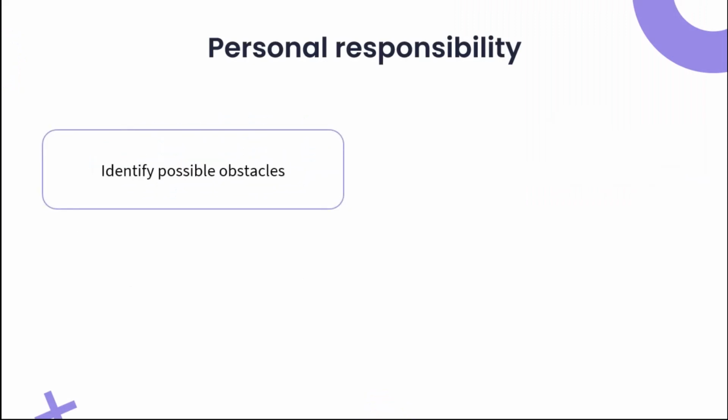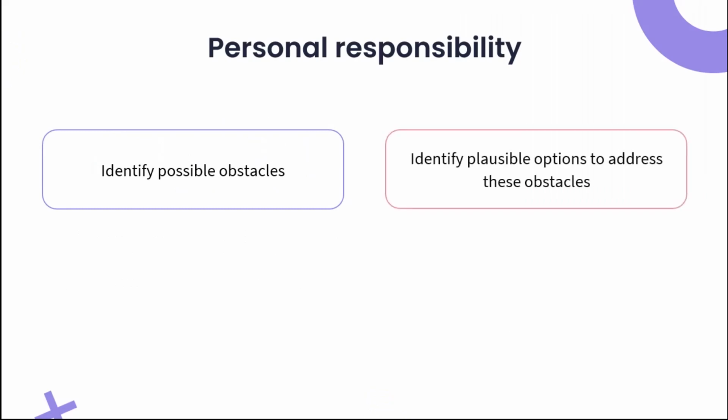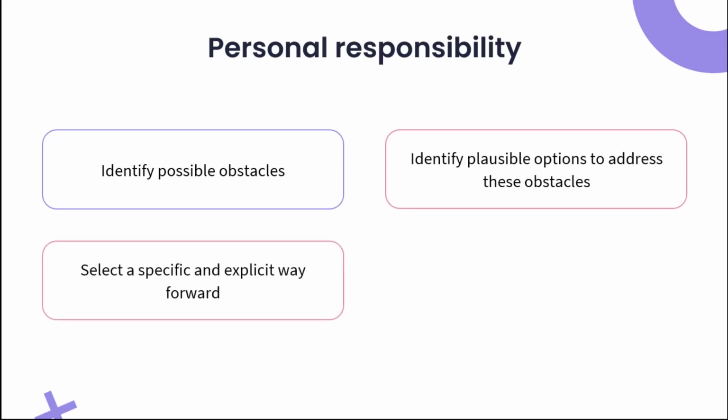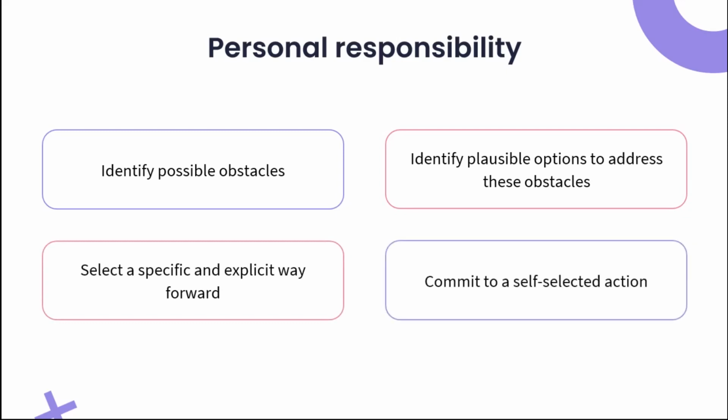So this is one of the reasons that it is important for the coachee to identify possible obstacles that are standing in the gap of their goal, and then to identify plausible options to address these obstacles before selecting a specific and explicit way forward. The coachee should also commit to a self-selected action as a result of the coaching conversation.